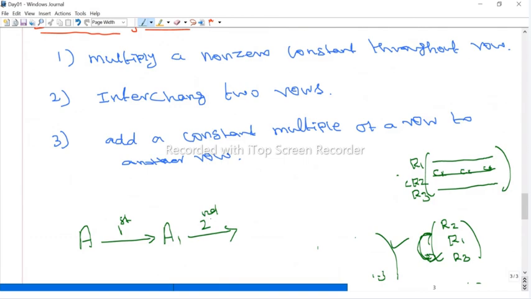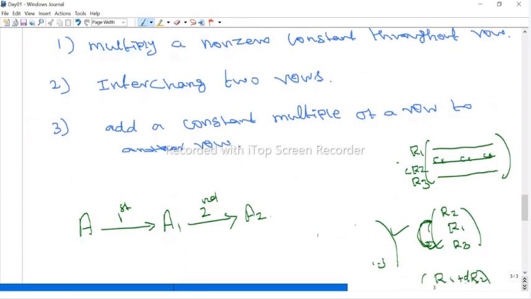So I am not applying the second kind to the matrix A, but I am applying it to the matrix A1. Now if you interchange two rows of A1, you get a new matrix. I call the new matrix A2. Suppose I apply the third kind to this matrix A2, we get some other matrix A3. Okay, so this is the forward method.